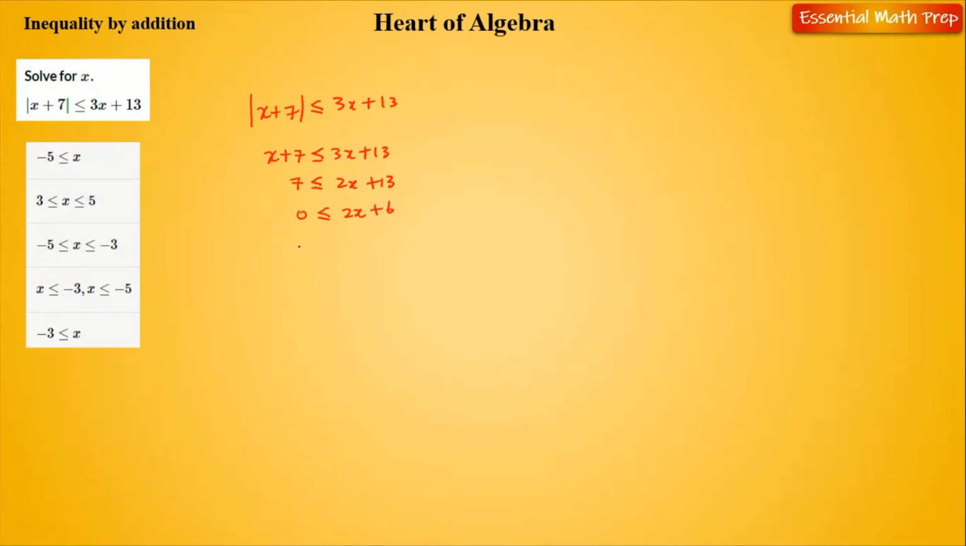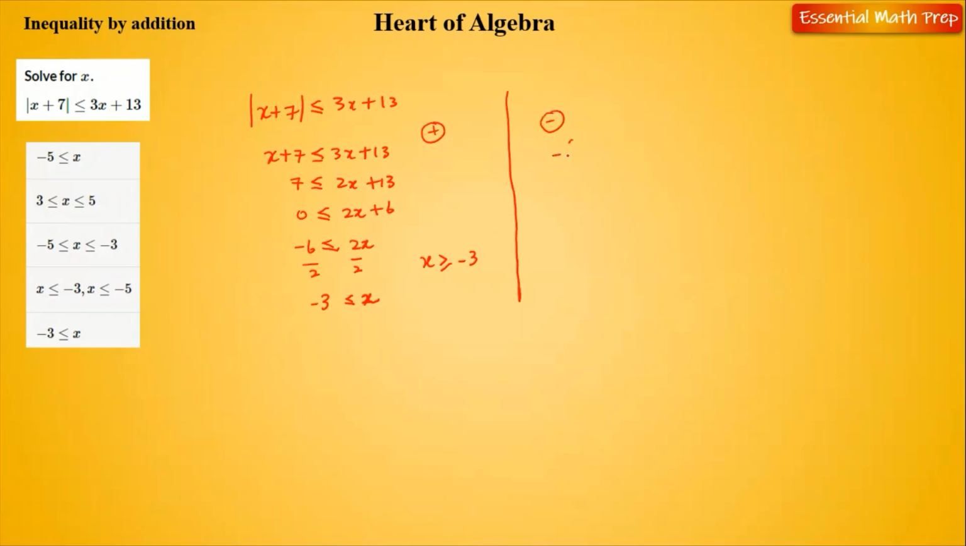We could add negative 6 on both sides. I guess, yeah, that will work. So that'll be negative 6 less than or equal to 2x. And then you can divide by 2 on both sides, which would give negative 3 less than or equal to x, right? So we know x is greater than or equal to negative 3, right? That's one of the answer choices. So we have done this for the positive domain. So let's do the negative domain.